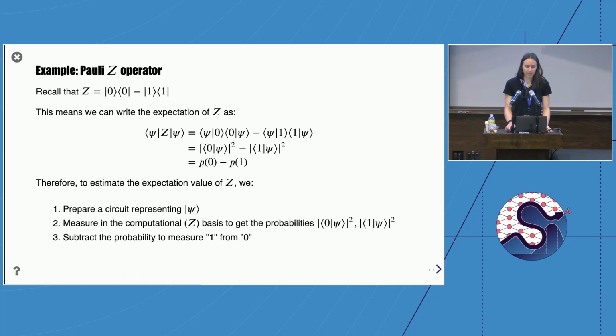So this is the same stuff I showed you on the slide for how to calculate the expectation value of the Pauli Z operator. You can look back at this if you want, but essentially you create a circuit that represents the state of interest, psi, and then you sample from it a bunch of times. You get the probability to see the 0 state, the probability to see the 1 state, and you subtract them. That gives you the expectation value of this operator with respect to this wave function or state.